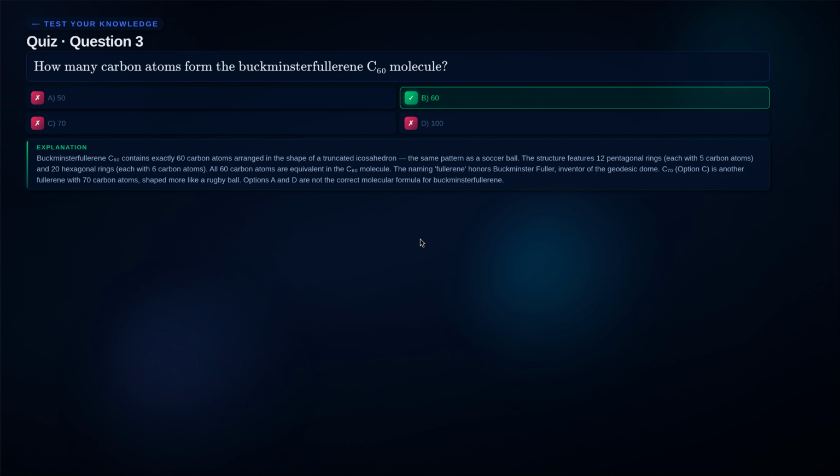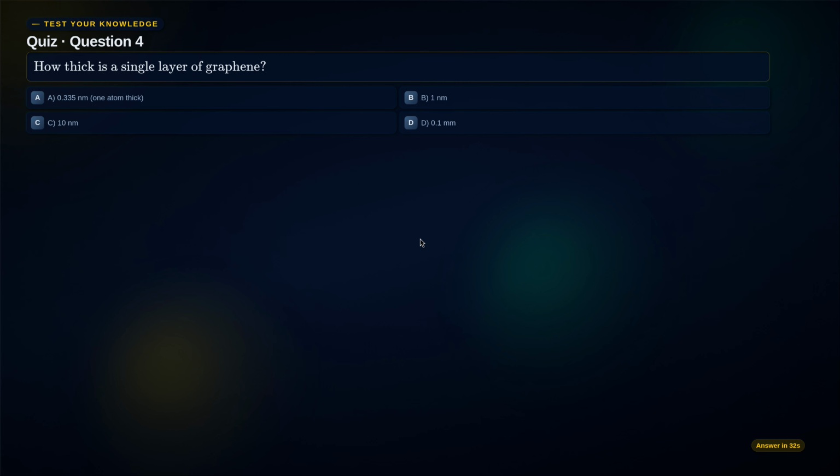Quiz question 4. How thick is a single layer of graphene? Option A, 0.335 nanometers, 1 atom thick. Option B, 1 nanometer. Option C, 10 nanometers. Option D, 0.1 millimeter. Consider the definition of a two-dimensional material.